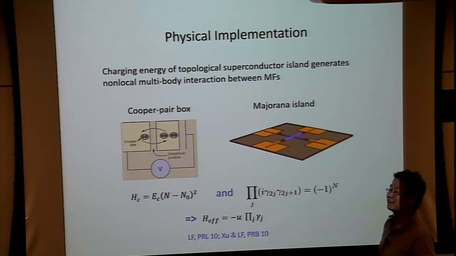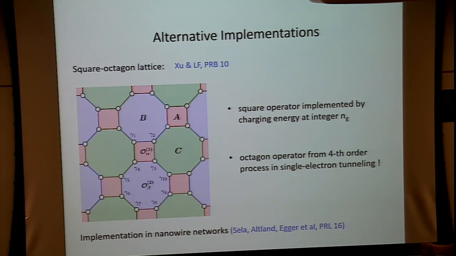With this, one can build this kind of Majorana fermion surface code. I'm using a slightly different geometry, but it's really the same as the honeycomb. If I have the topological superconductor islands, labeled by these squares, the charging energy would immediately give us the four-body interaction between these four Majoranas on the boundary. But then there's an additional eight-body interaction on these two additional plaquettes that's needed to build this surface code. Those can be obtained by a high-order process in the single electron tunneling.